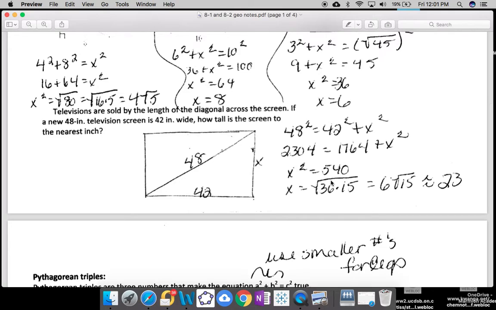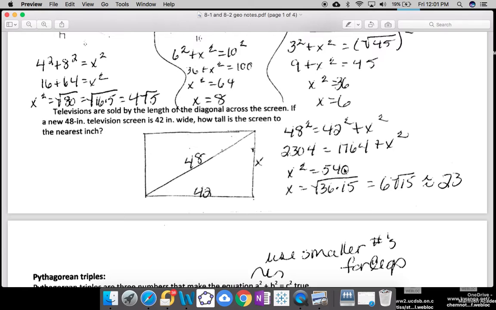Then for the word problem, when you purchase large screen TVs, the size they give you is the diagonal. If you know the television is 42 inches wide, you have to calculate the height to see if it fits in your spot. Hypotenuse equals legs squared. So I have to take 2304, subtract 1764, I get 540.